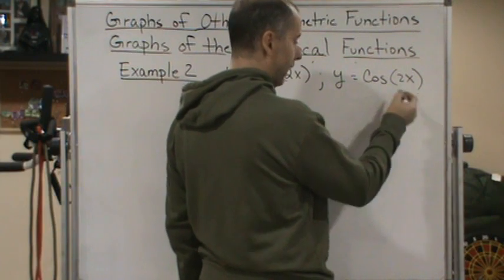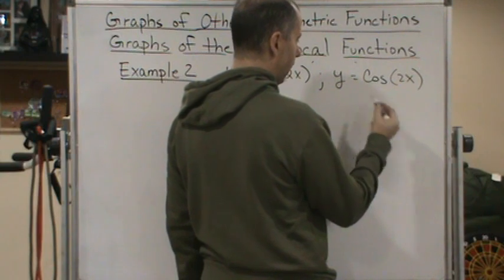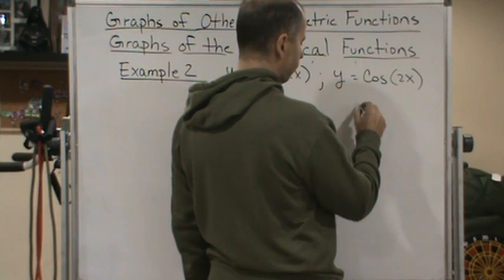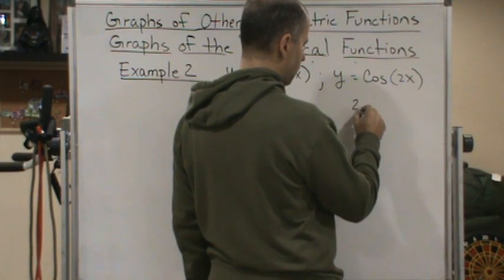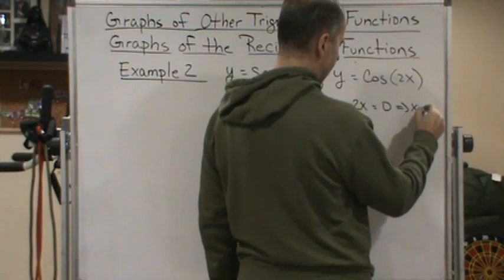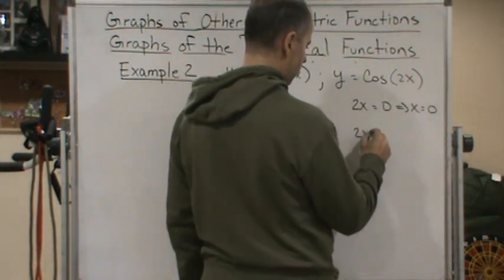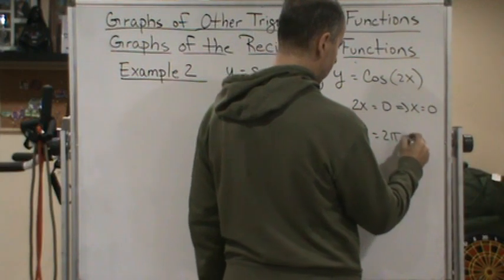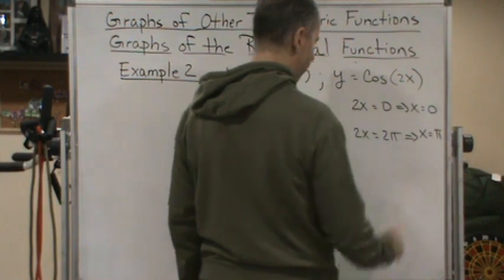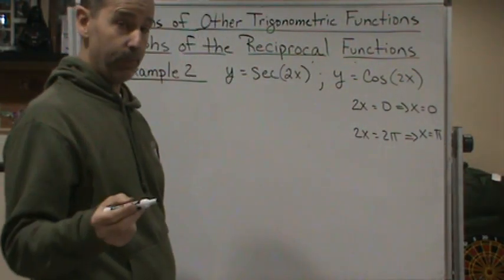So that means, again, period is 2 pi. So we're going to set this equal to 0 and 2 pi, right? So 2x is equal to 0 implies that x is equal to 0. 2x equal to 2 pi implies that x is going to equal pi. Okay, so that means the period is going to go from 0 to pi.